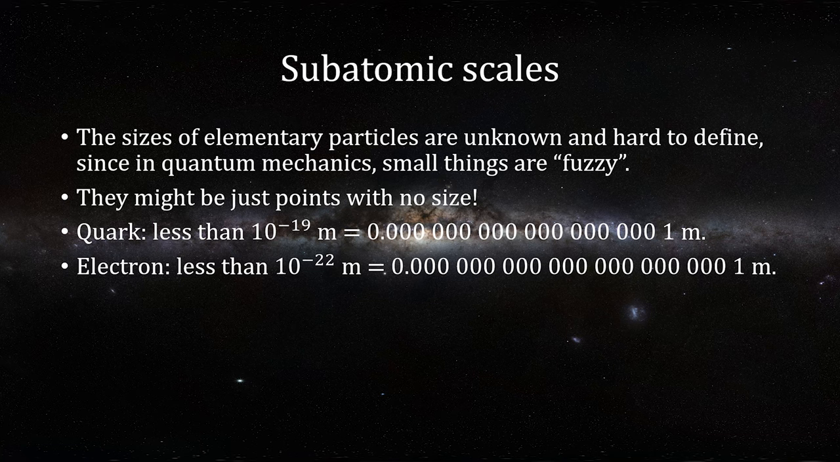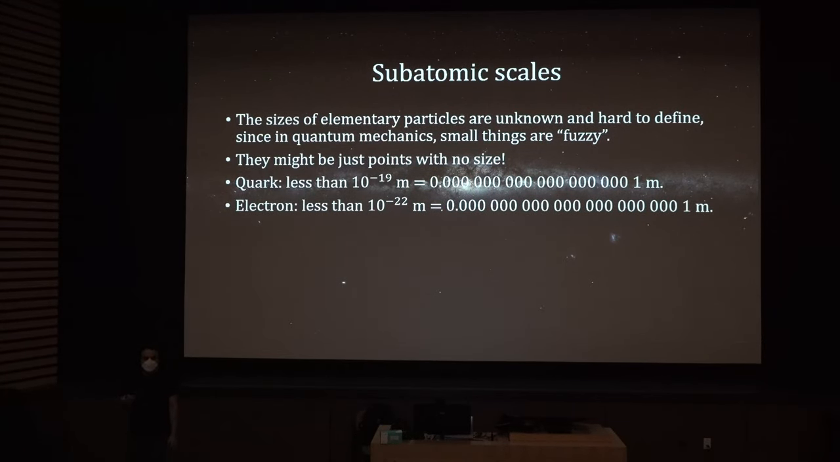But experimentally speaking, we have some upper bound on the sizes of quarks and electrons. We know that quarks have to be less than 10 to the minus 19 meters, which is very, very small. And we know that electrons have to be smaller than 10 to the minus 22 meters, which is, again, 22 zeros followed by one. This doesn't mean that this is the size of an electron. It could be much, much smaller than this, or like I said, it could be just of size zero with no actual size. It also depends how you actually define that size, but I'm not going to get into that.